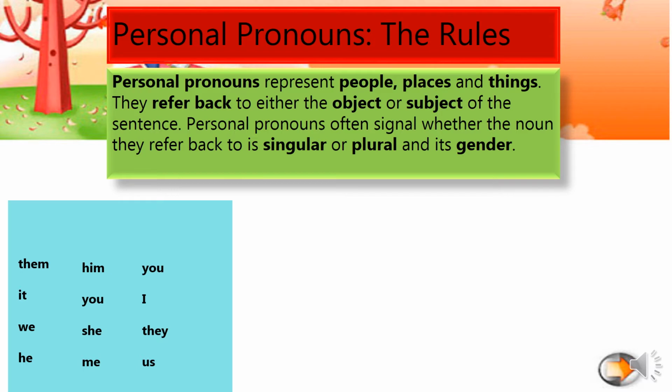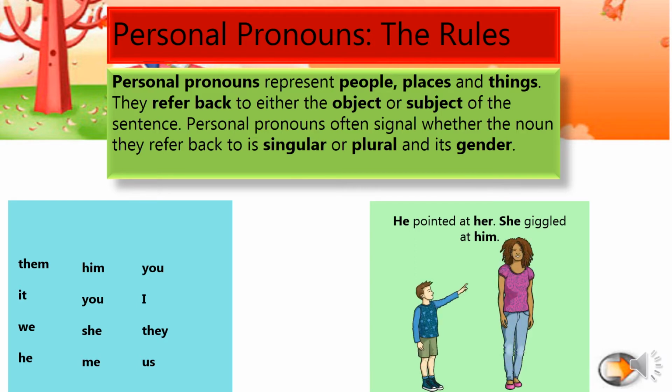Now let's see an example sentence. He pointed at her. She giggled at him. Now I think you have a clear concept of personal pronouns.